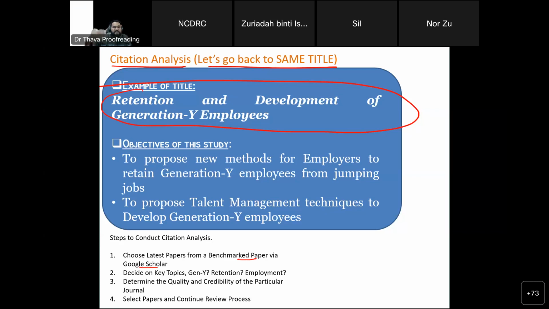From there, you develop. Many people develop already. And then it's already at some point, and then you take the mental from there, you develop another step. But the mother of all papers are always the first paper. You must get that. You must know which is the mother of all papers in your area. It's important to know that. Okay. So choose the latest papers from a benchmark paper via Google Scholar. Decide on key topics, Generation Y, retention, employment, which one you want to focus into. Determine the quality and credibility of the particular journal.